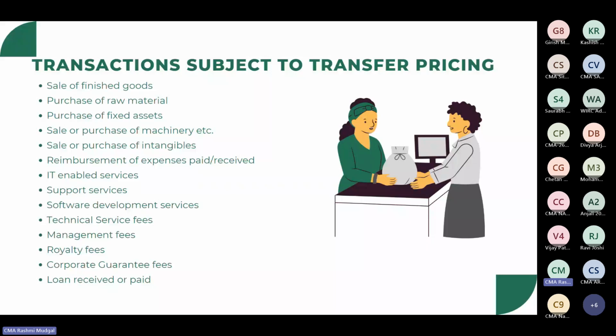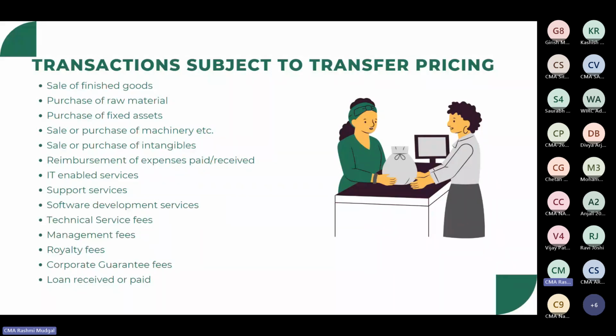Royalty fees, if I am paying a royalty on behalf of some company, that will also attract transfer pricing. Corporate guarantee fees, where I am paying a corporate guarantee on behalf of all the companies, then also transfer pricing will come. Loan received or paid.